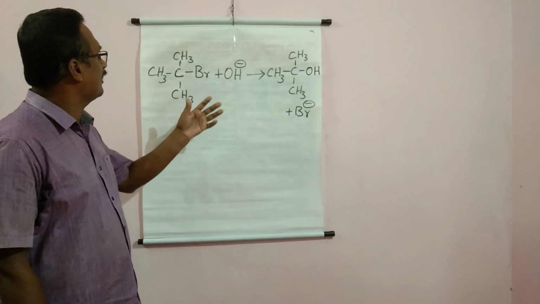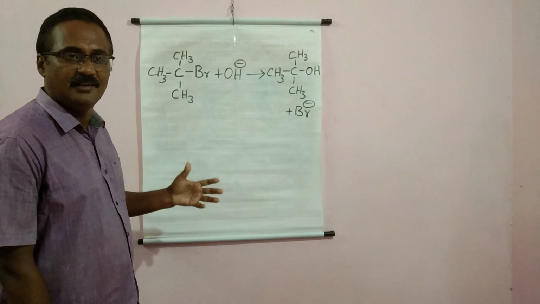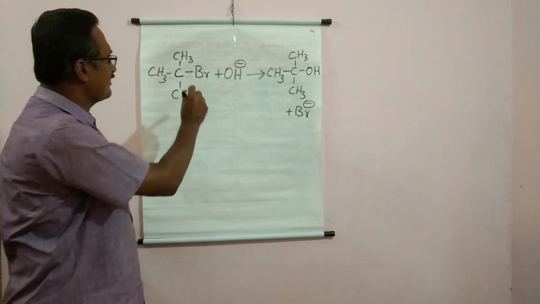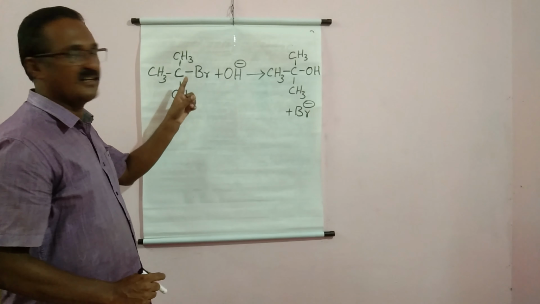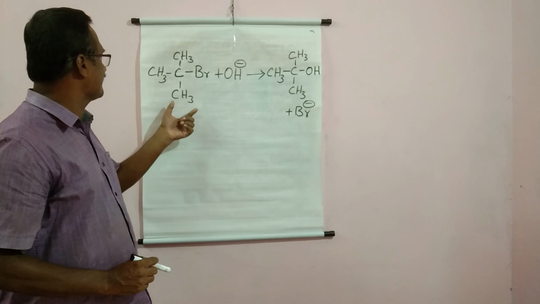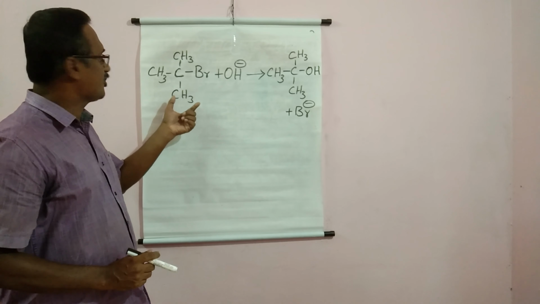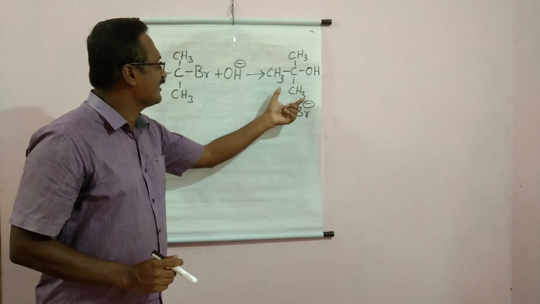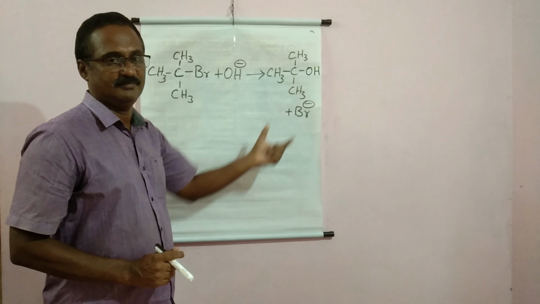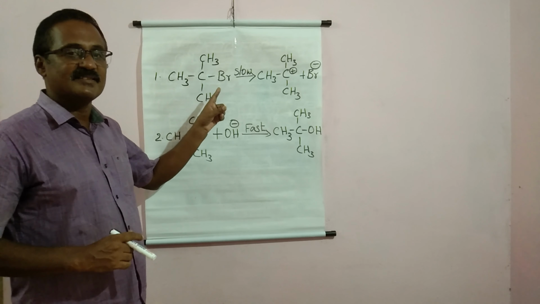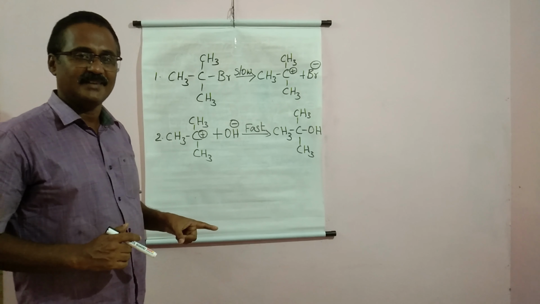Let us now look at the SN1 reaction. We already studied that in an SN1 reaction, the rate of the reaction is directly proportional to the concentration of the substrate only. As an example, let us consider the reaction between tertiary butyl bromide and OH minus. The product is tertiary butanol. This reaction takes place in two steps.